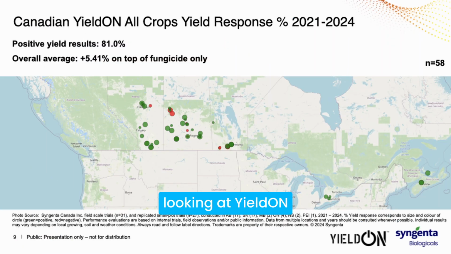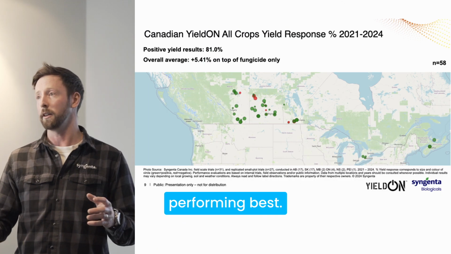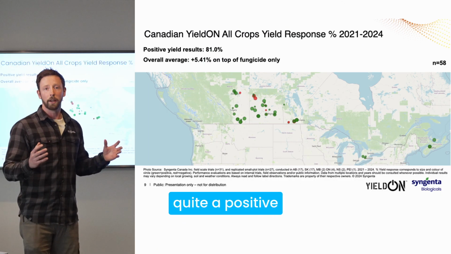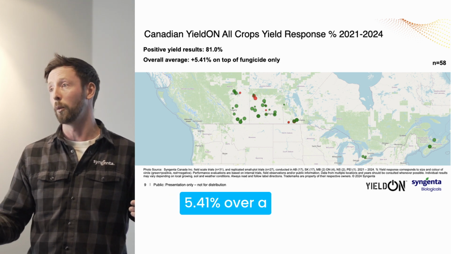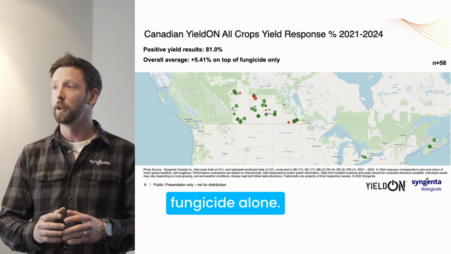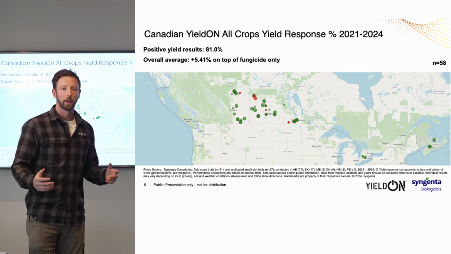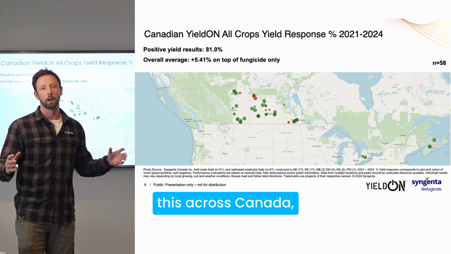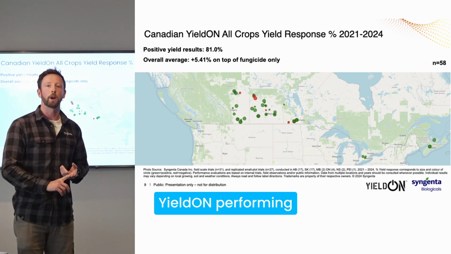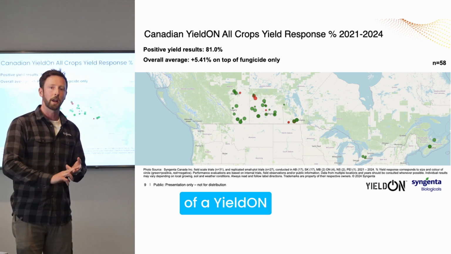So we've been looking at YieldOn for 4 years now, and we've got a lot of trials really across Canada looking at where it's performing best. If you look at these, we have quite a positive response. We're seeing an average of plus 5.41% over a fungicide alone. And we're seeing a positive above 0 response in 81% of trials. And what's really cool is if we get a data set like this across Canada, we can really look at where is YieldOn performing the best and where do we maybe not see the benefit of a YieldOn application into your fungicide.